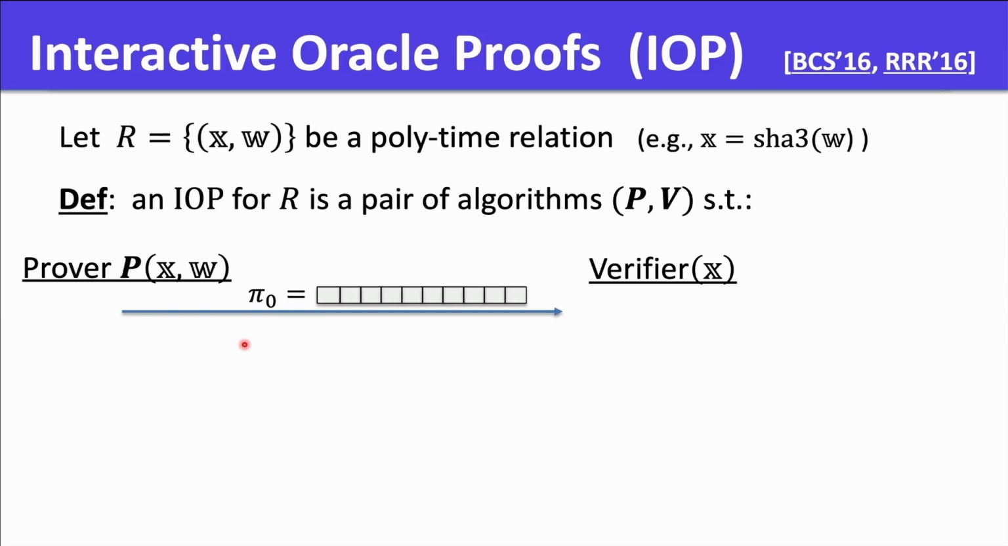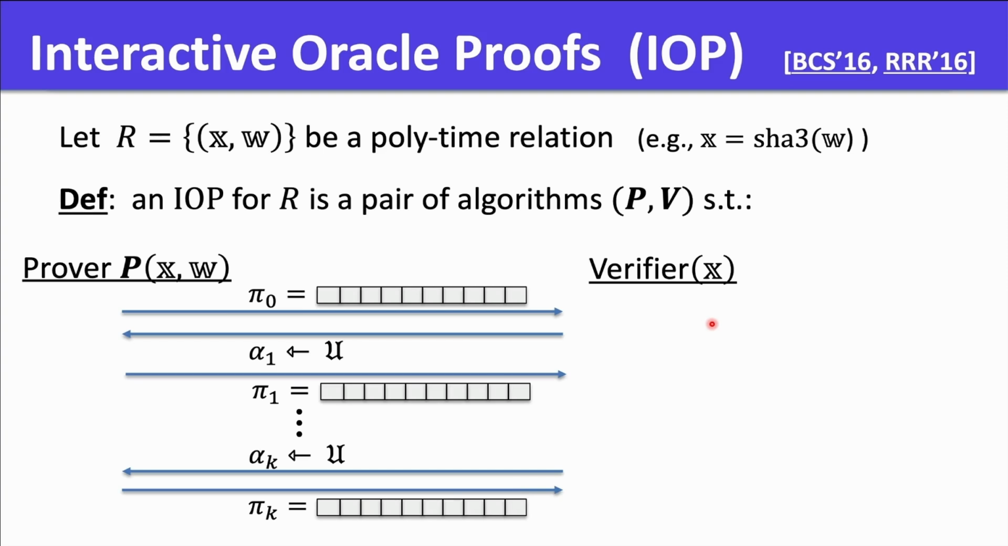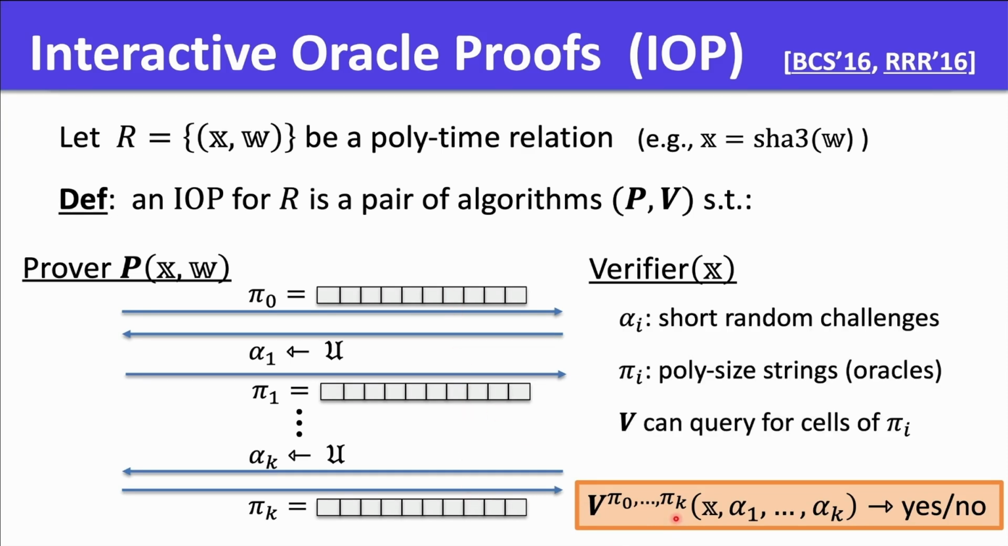So the prover will send some string over to the verifier. The verifier is going to send a random challenge, the prover will send another string, the verifier will send another random challenge, and so on and so forth until the prover is done. And then the verifier is going to run this algorithm V, which is given all the random challenges and the instance as input, and it's allowed to access the strings that the prover sent to it as oracles. Yeah, so what do I mean by that?